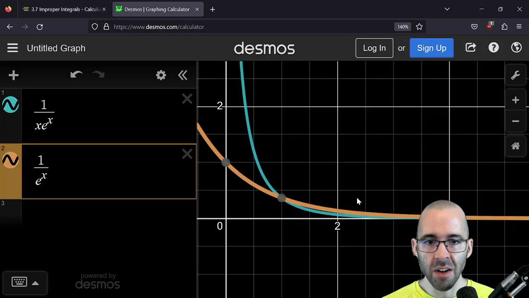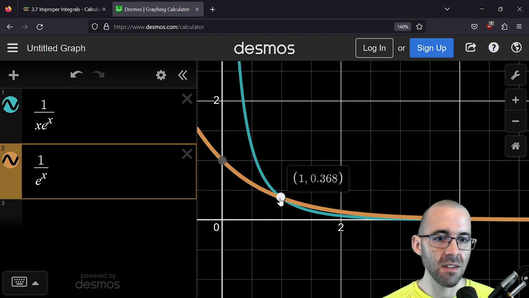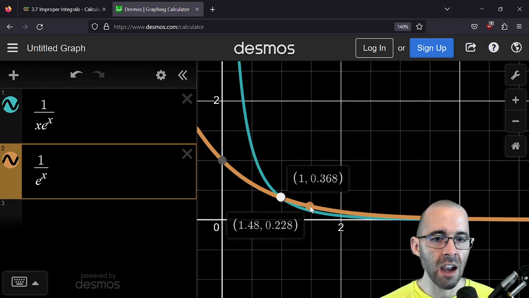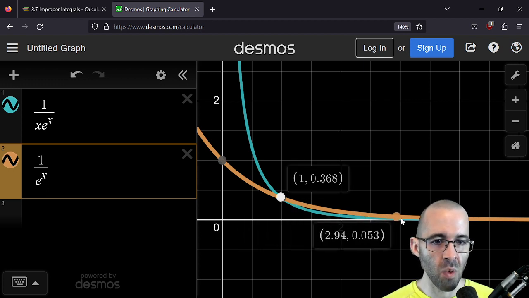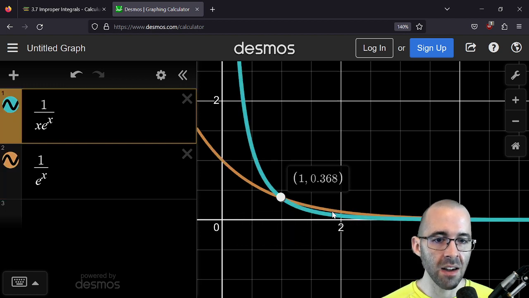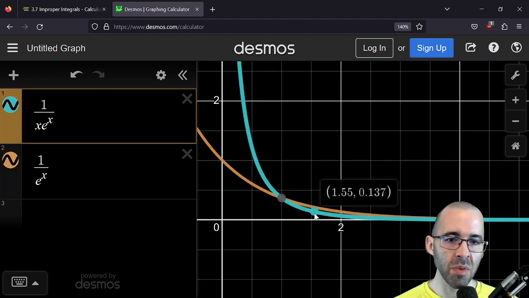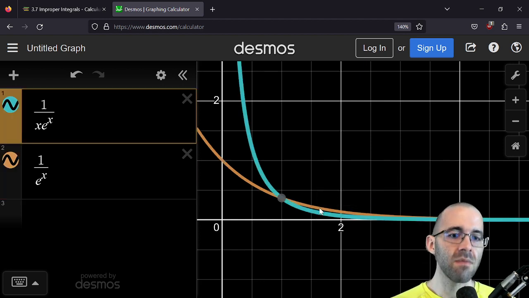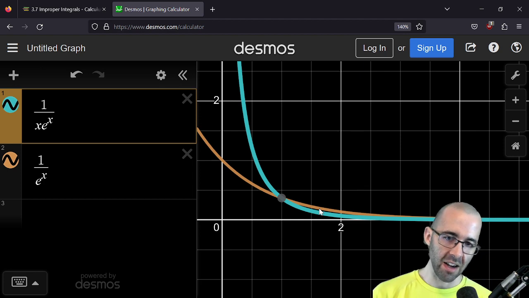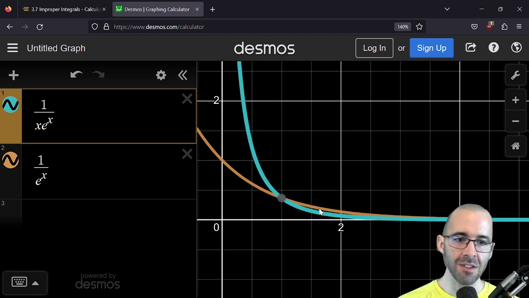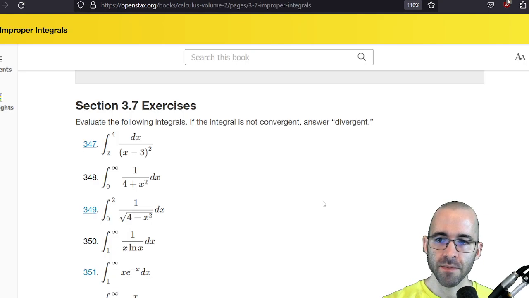Right? It's only smaller than the orange guy when x is at least 1. So the area under this orange guy from 1 and to the right of 1 should be bigger than the area of the blue guy. We found the area of the orange guy was 1 over e. It was finite. The blue area is smaller than something finite. So the blue area has to also be finite. That blue integral converges. That's really what we're doing there.